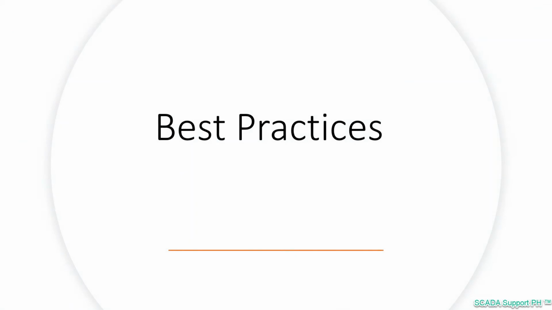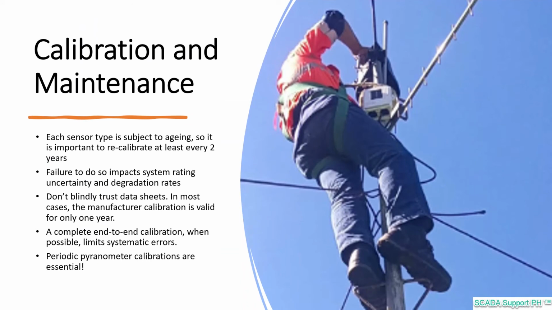Basic practices. Let's start with calibration and maintenance. Each sensor type is subject to aging, and accuracy reduces with time. Therefore, it is important to recalibrate at least every 2 years. It can be expected that annual GHI solar irradiation from well-maintained ground-based sensors can be measured with a relative accuracy of ±3% to ±5%, depending on the category of the sensor, position of the site, calibration, and maintenance.